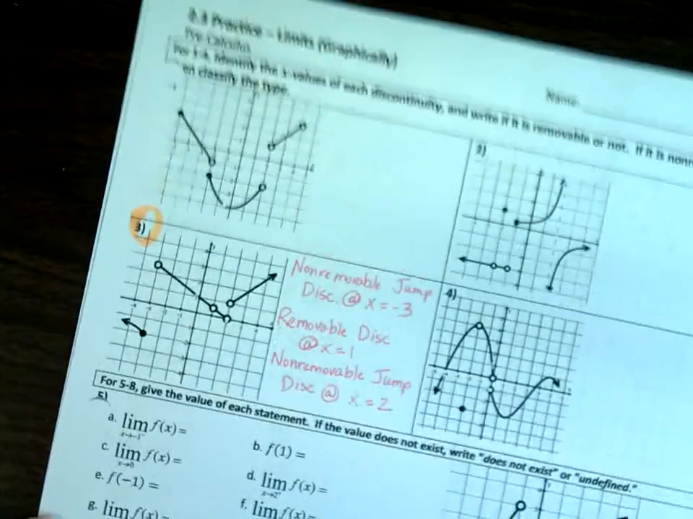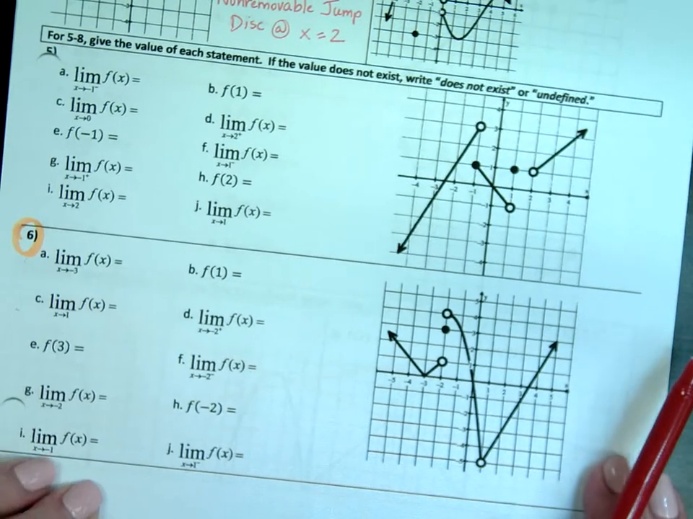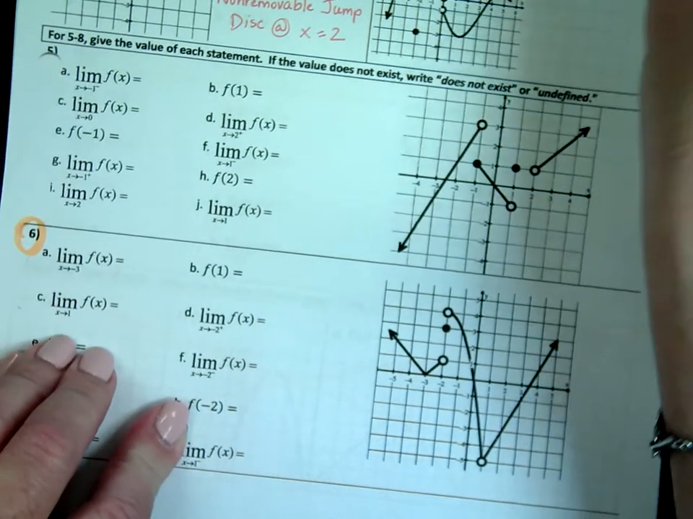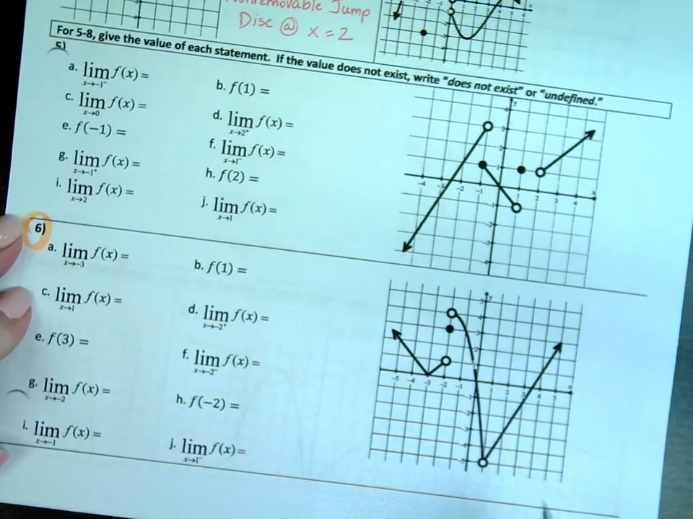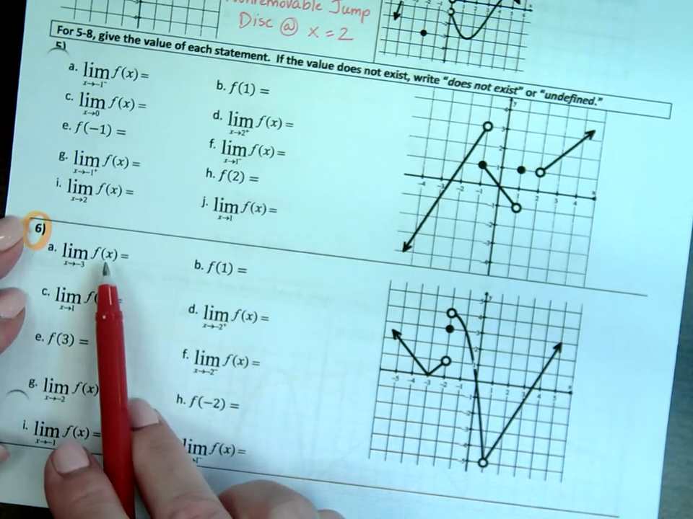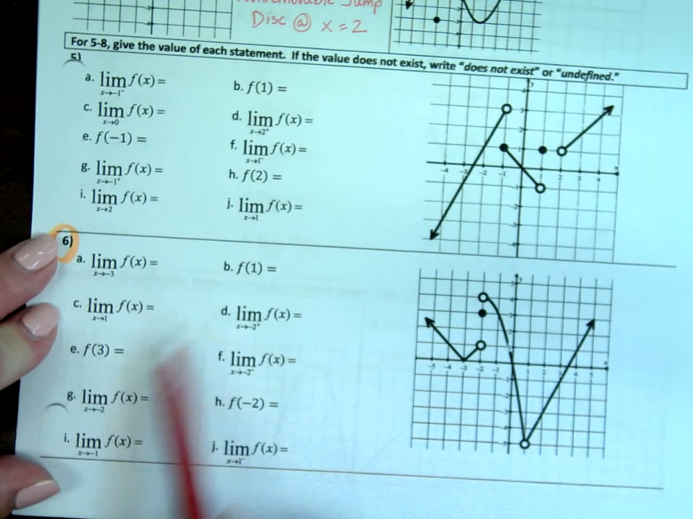Let's go to number 6. Number 6 is, again, giving you mostly limits that they're asking you about. There are a couple of coordinates that they're asking about. Maybe let's do the coordinates first so we get them out of the way.